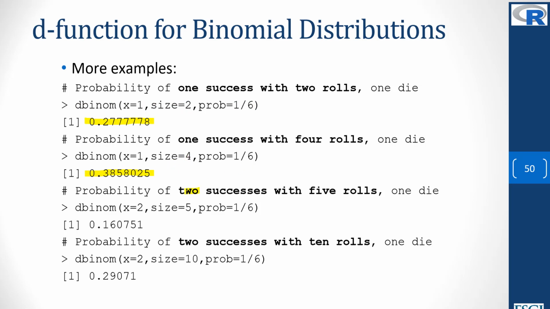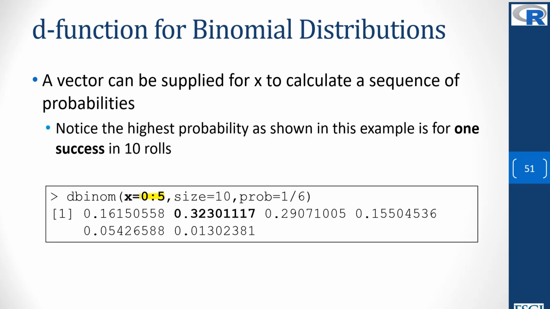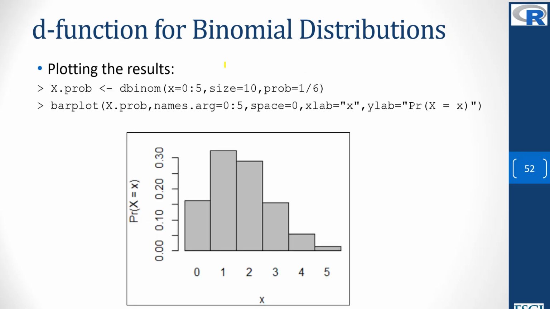How about 2 successes with 5 rolls? That means x is now 2, and our trial size is 5. Same probability for a single success. So here's our probability there, and then 2 successes and 10 rolls. Here's our probability there. We can provide a vector for the x value for the successes, and here we're doing a vector with a range of 0 through 5, and you see it calculates the probability for each number of successes. So the probability of 0 successes, 1 success, which is the highest probability, and then 2, 3, 4, and 5.